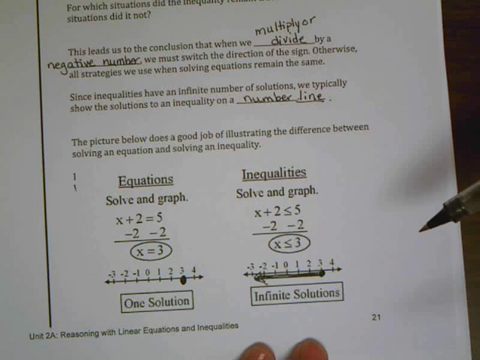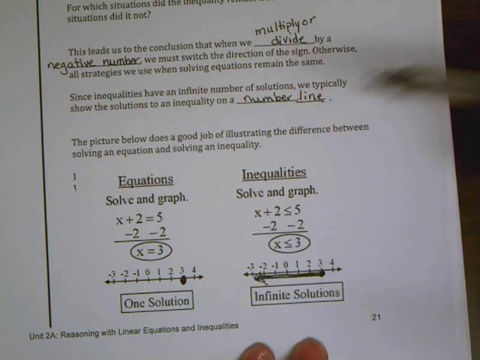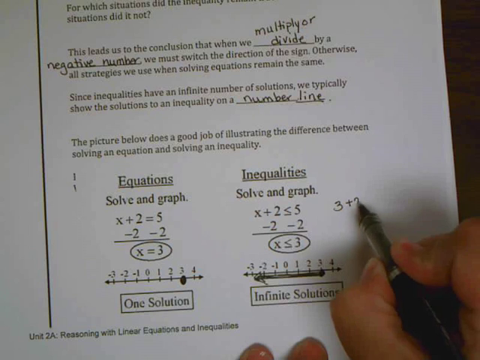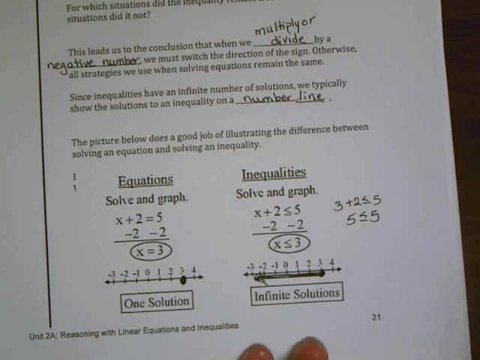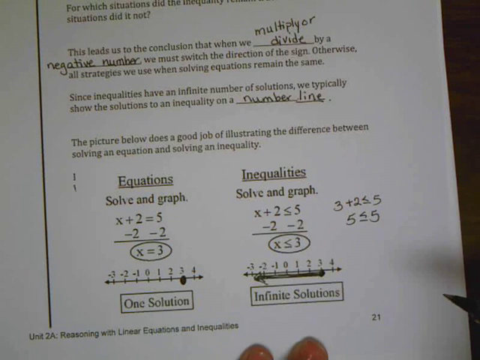Now over here, I subtract 2 by using inverse operations to solve my inequality. X is less than or equal to 3. So I go to 3. 3 will make this true. 3 plus 2 is less than or equal to 5. 5 is less than or equal to 5. It's equal to 5. So it's true.